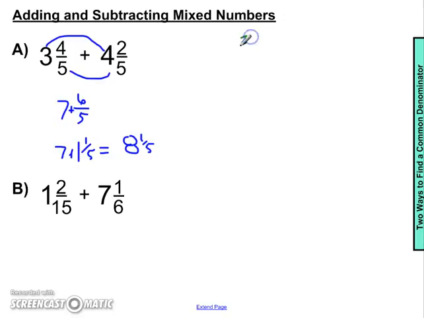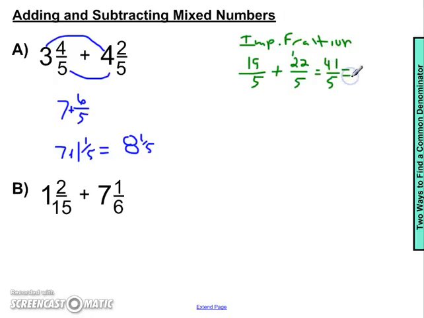So improper fraction, as my computer catches up. Okay, so 5 times 3 is 15 plus 4 is 19, so that's 19/5. Plus 5 times 4 is 20, plus 2 is 22, so 22/5. If I add these together, we'll stay over 5. And 9 plus 2 is 11, carry a 1. 2 plus 1 is 3, plus 1 is 4, 41/5.